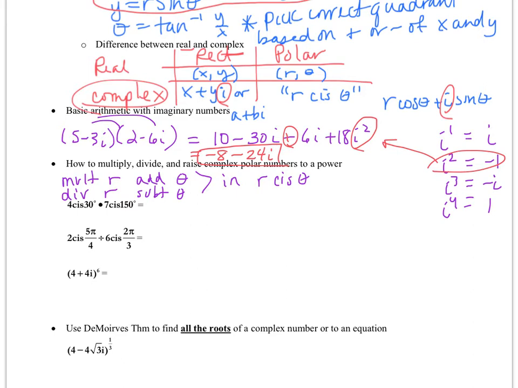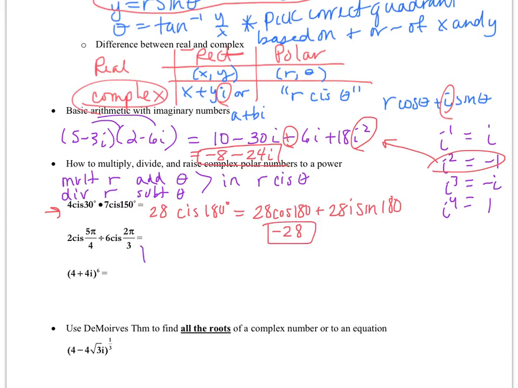So for example, if we take a look at the example that we see here, I would do 4 times 7, which gives me 28, 30 plus 150, I'll have cis 180, and then depending upon the problem, it might ask me to give my answer in rectangular form. If that's the case, I'd multiply this back out, and that would be 28 cosine 180 plus 28i sine 180, and we know that cosine 180 is negative 1, so that gives me negative 28. Sine 180 is 0, therefore my answer is negative 28.